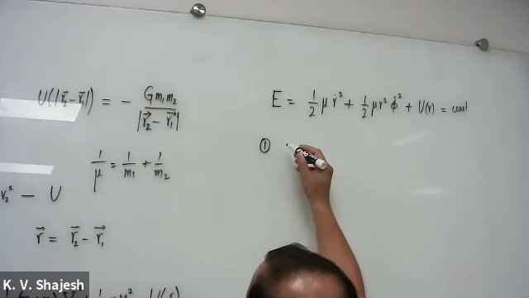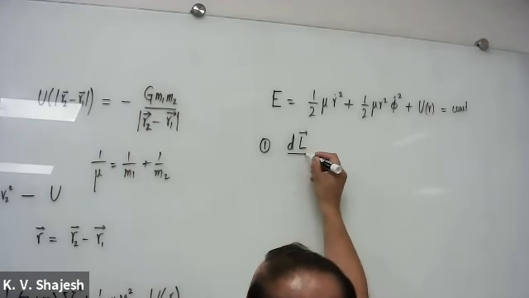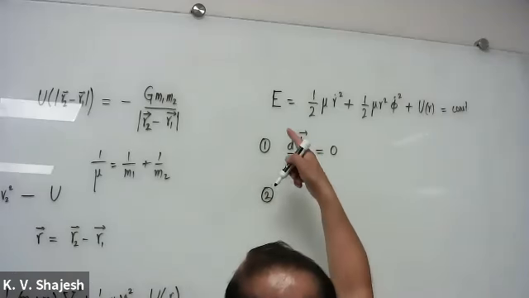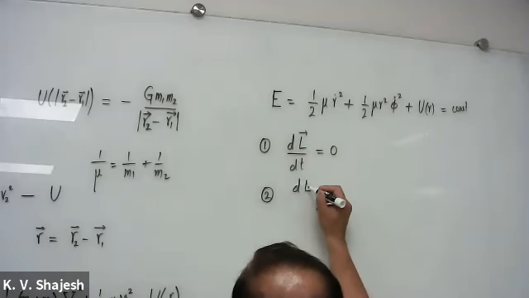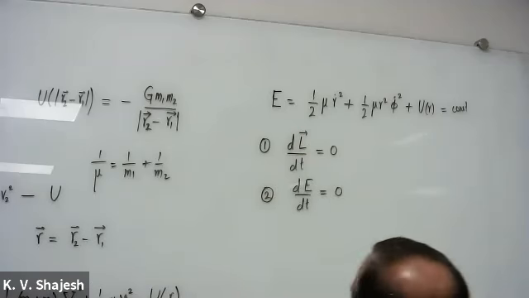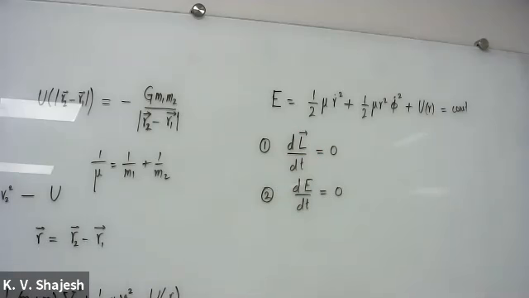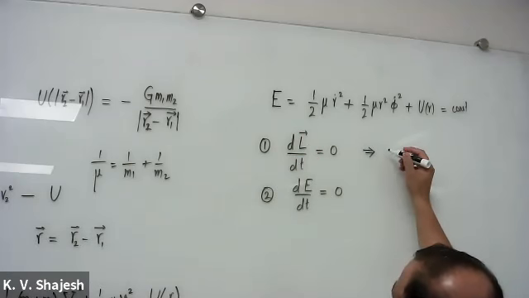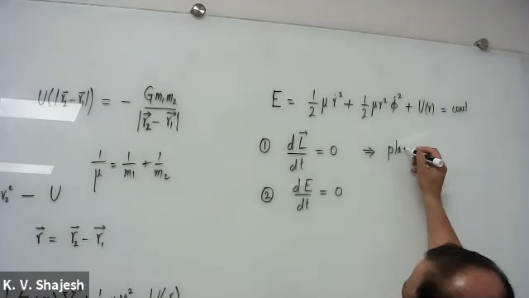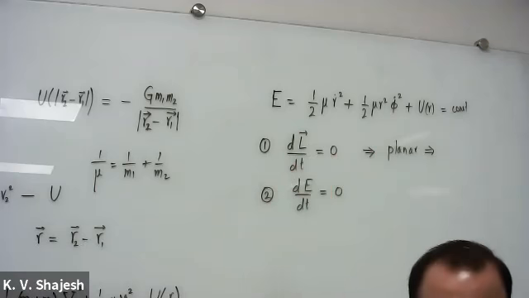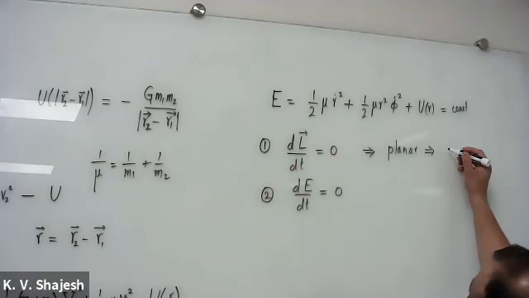First, we have shown that angular momentum is conserved, dL by dt is equal to 0. And second is that energy, dE by dt is equal to 0. This implies that things will happen in a plane, right? The motion is going to be planar, which further implies, which we haven't shown yet, but it will imply that it has to be a conic section.